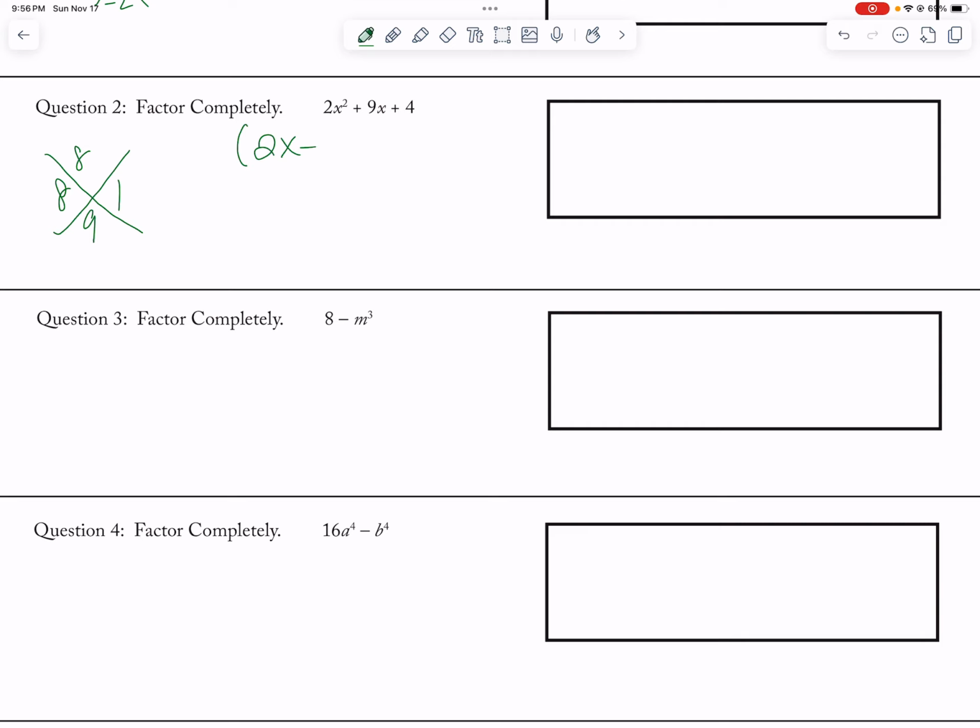So a 2x plus, oh, just kidding. I don't know what I'm doing. X plus 8 over 2 and an x plus 1 over 2. So then I get an x plus 4 and a 2x plus 1.